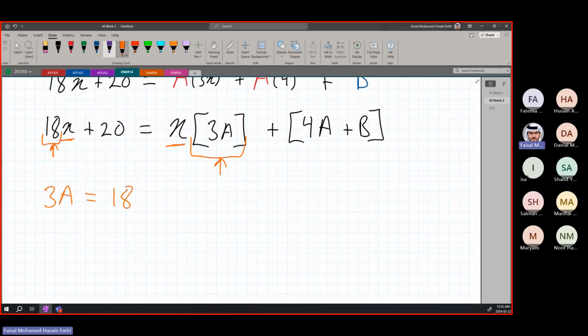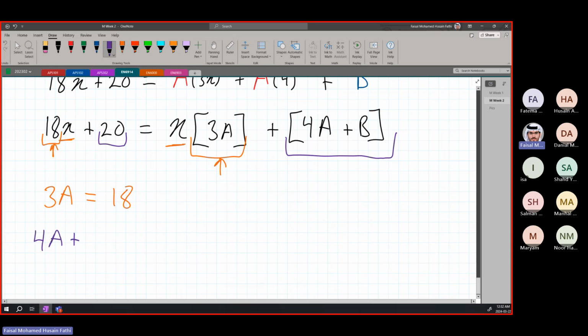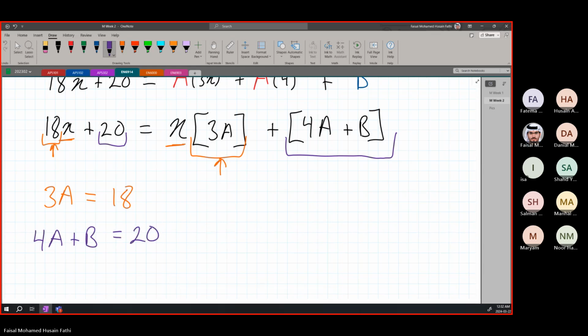And the exact same thing we will do for the 20 and this. Any constants, any numbers without x's, they have to be equal. This whole part has no x's. The 20 has no x's, so they have to be equal for this equation to be true. So 4a plus b is equal to 20.